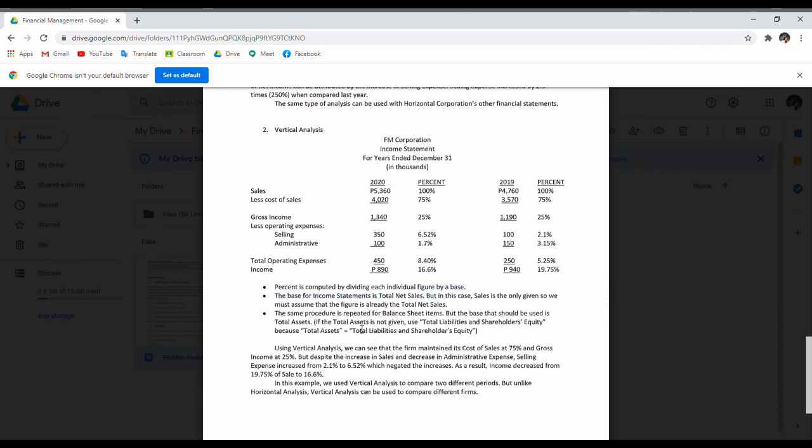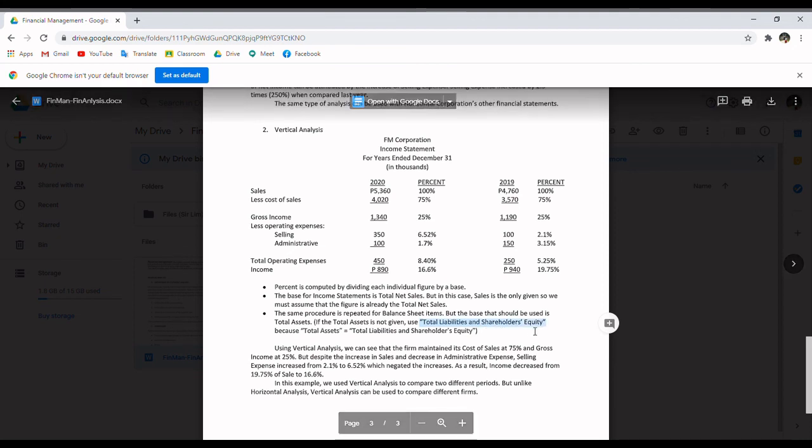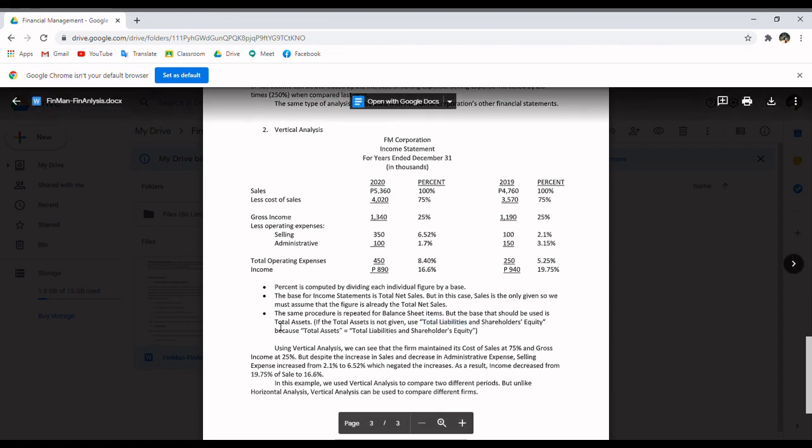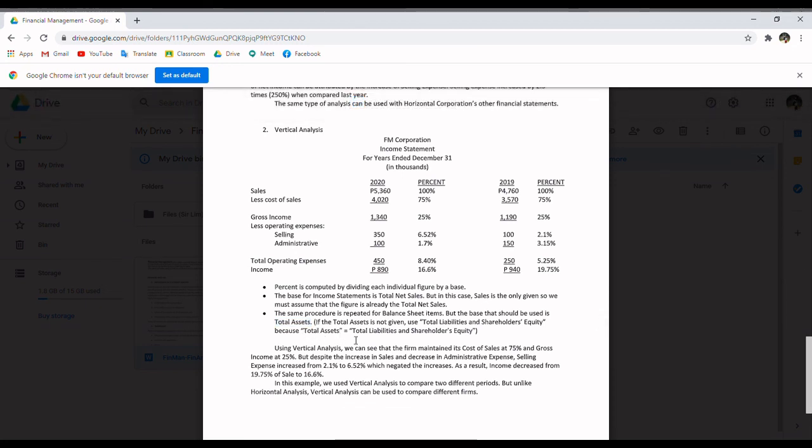But in the balance sheet, the total asset should be used. But if the total asset is not given, we can use the total liabilities and shareholders' equity. Please take note that we should use the total liabilities and shareholders' equity, not the total liabilities only and not the total shareholders' equity only, but the combined total liabilities and shareholders' equity. Why? Because the total liabilities plus the total shareholders' equity, when added together, we get the total assets. So total assets is equal to total liabilities and shareholders' equity.